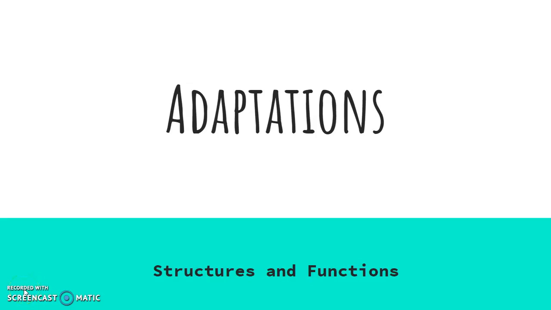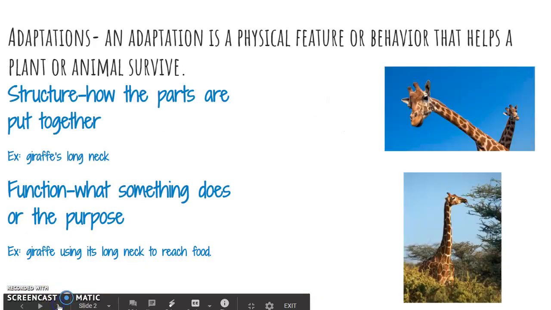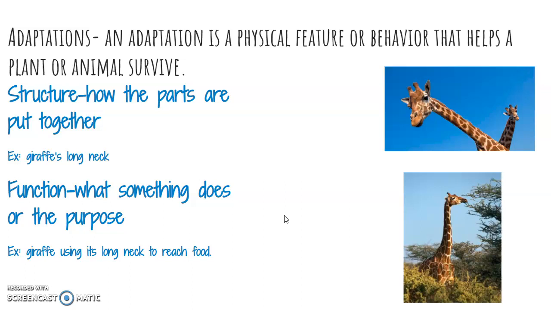Hey guys, let's go ahead and dive in and talk about adaptations, and let's look at structures and functions a little bit closer when we talk about adaptations. So adaptations, we know, is a physical feature or behavior that helps a plant or animal survive. So within an adaptation, we have two things: a structure, which is how the parts are put together, and then we have a function, what something does or the purpose of it.